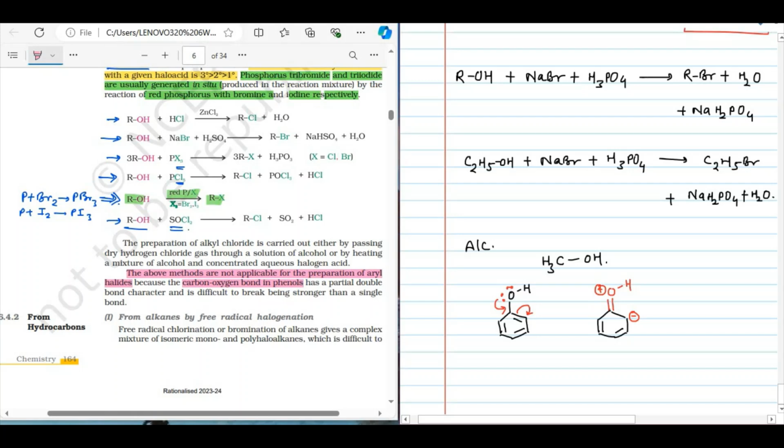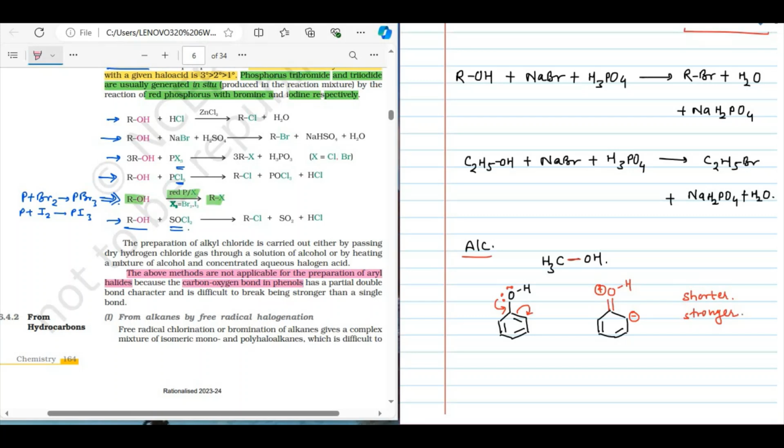Because being a double bond, this bond is shorter and shorter bonds are stronger. So that's why the bond between carbon and oxygen cannot be broken in case of phenol. That's why you cannot substitute the OH group with a halogen. While in case of alcohol, the bond between carbon and oxygen is a single bond which can be easily broken and OH can be substituted by the halogen. So that's why the reaction that we have discussed cannot be used for the preparation of aryl halide.